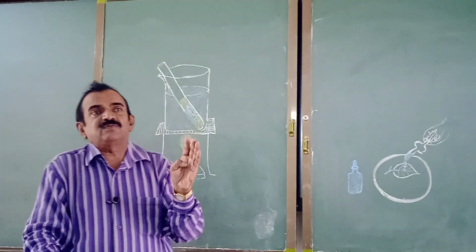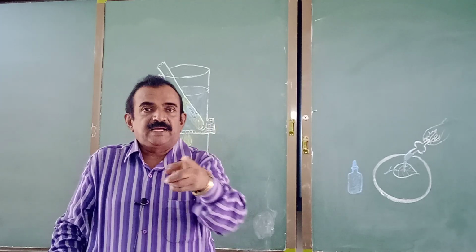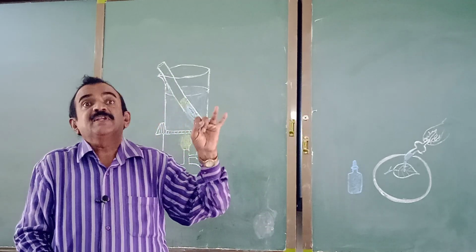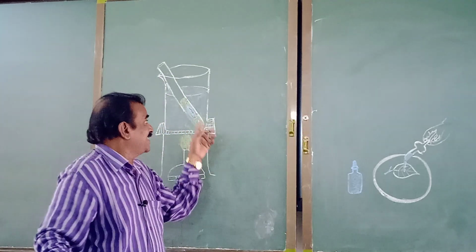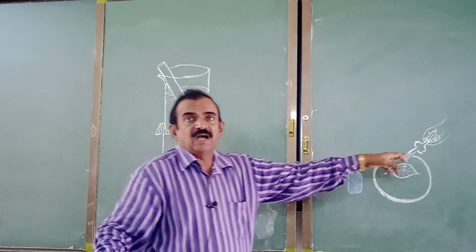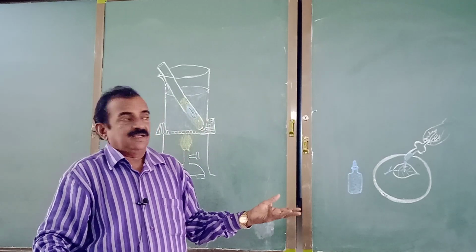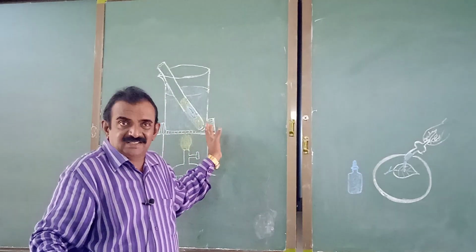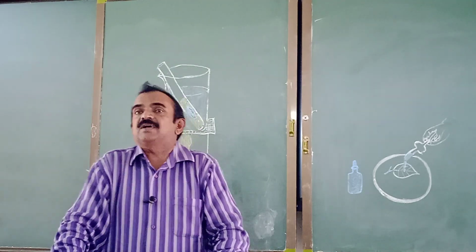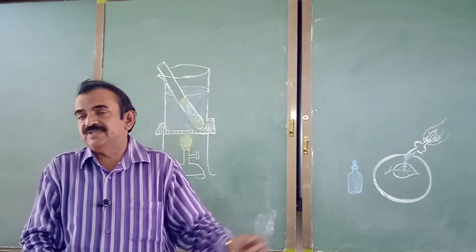So first you need to write the aim: to study the presence of starch in leaf. Next, materials required, as I told you. Next, precautions. We should not touch the methylated spirit or the iodine. We need to take some care. Those are called precautions. Next, procedure, how to do the activity.